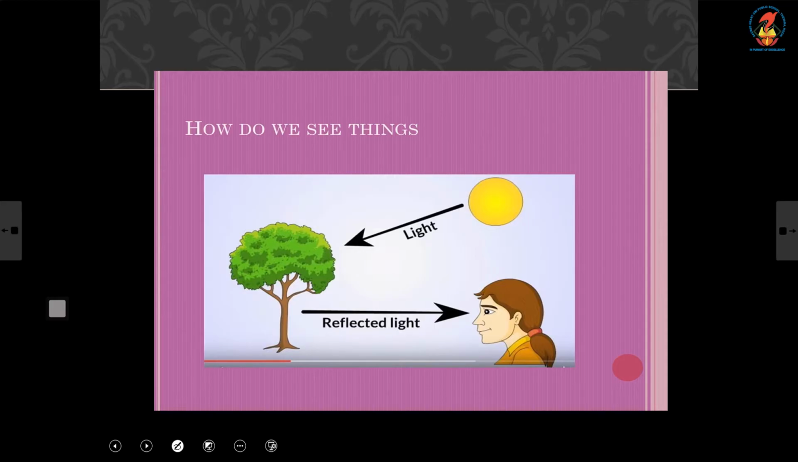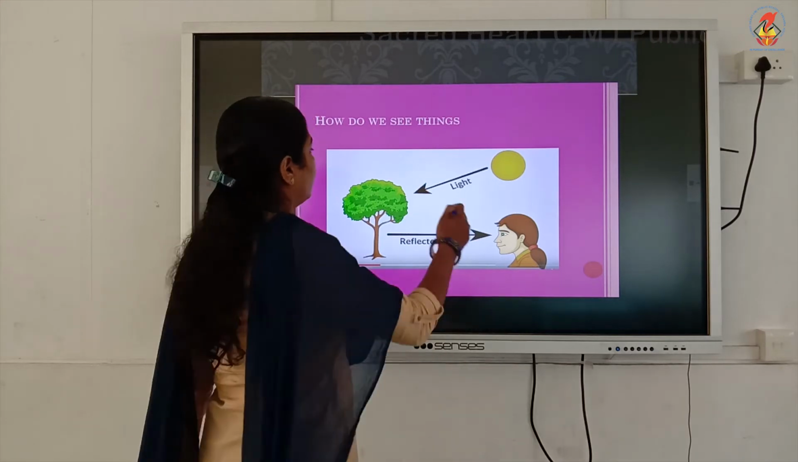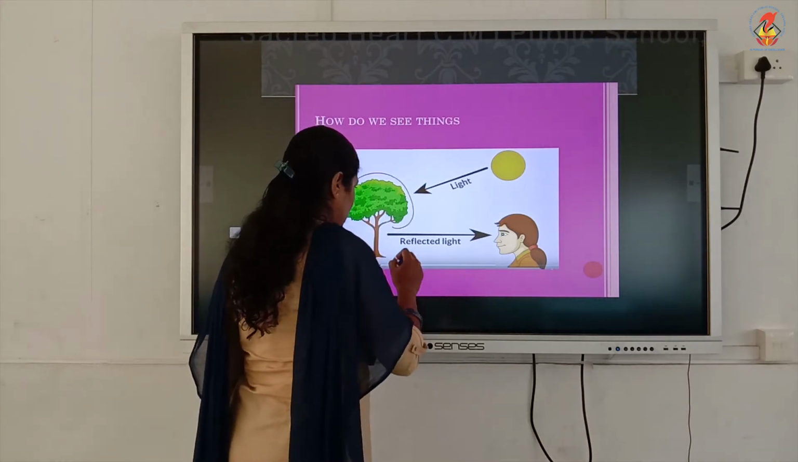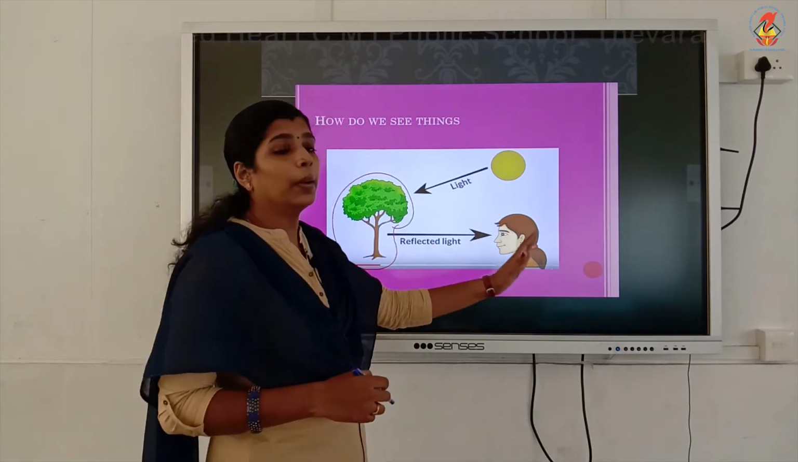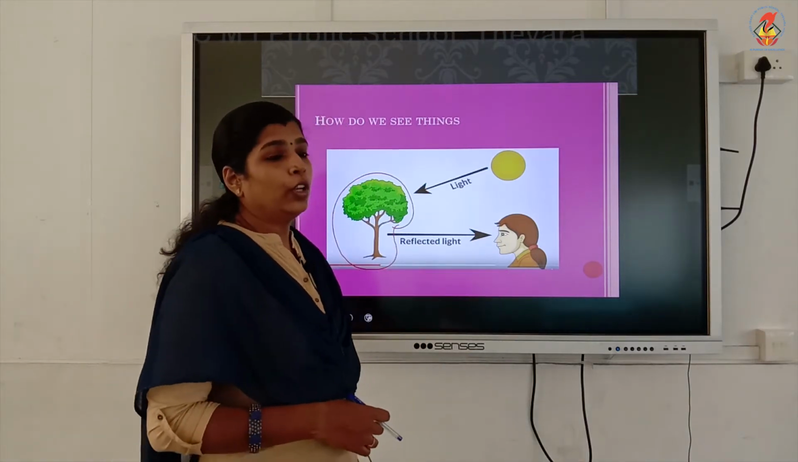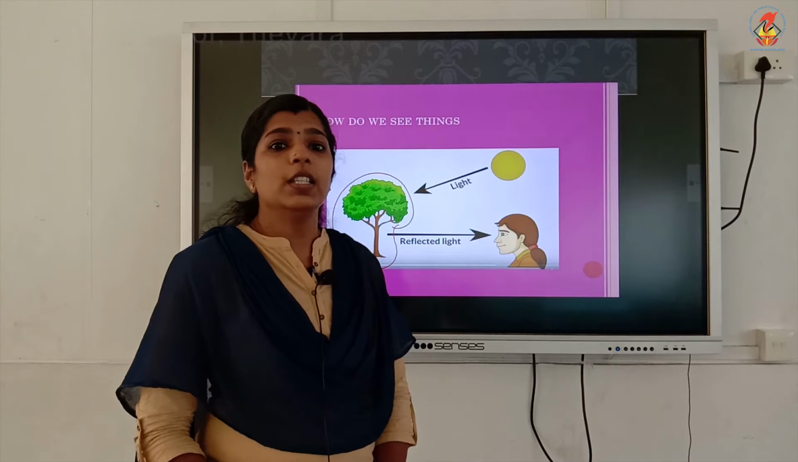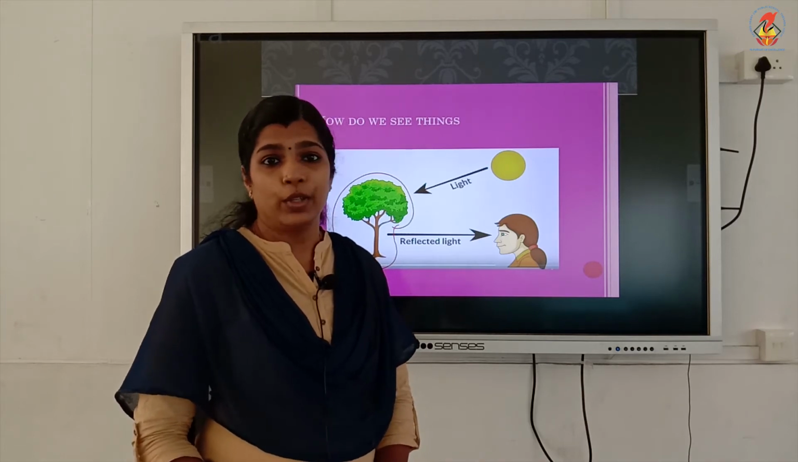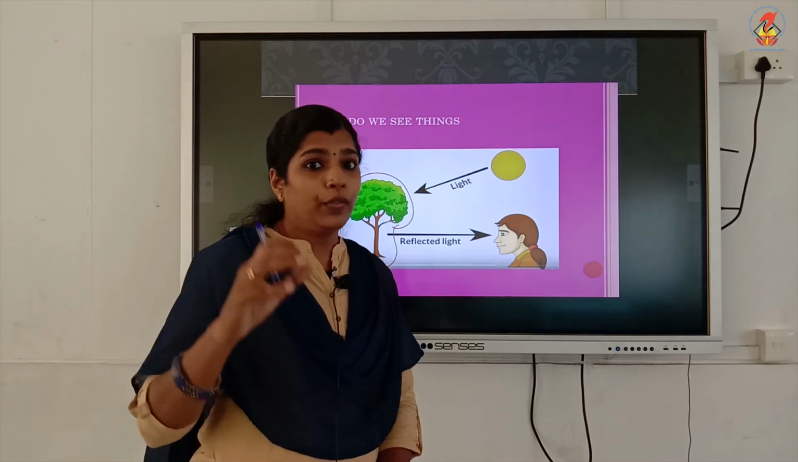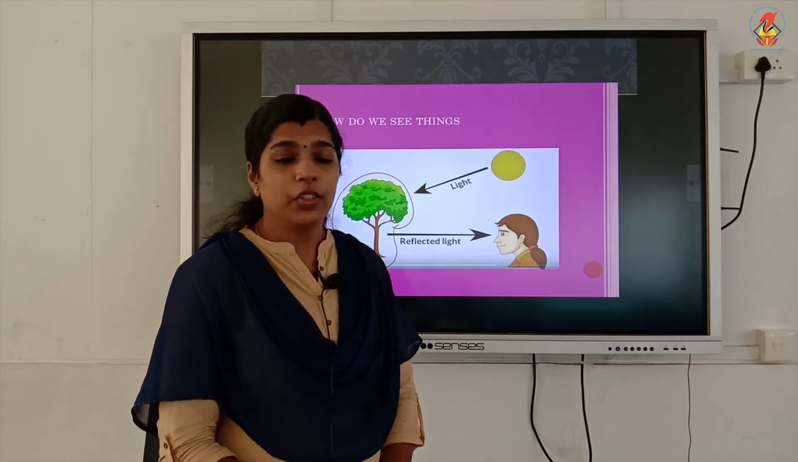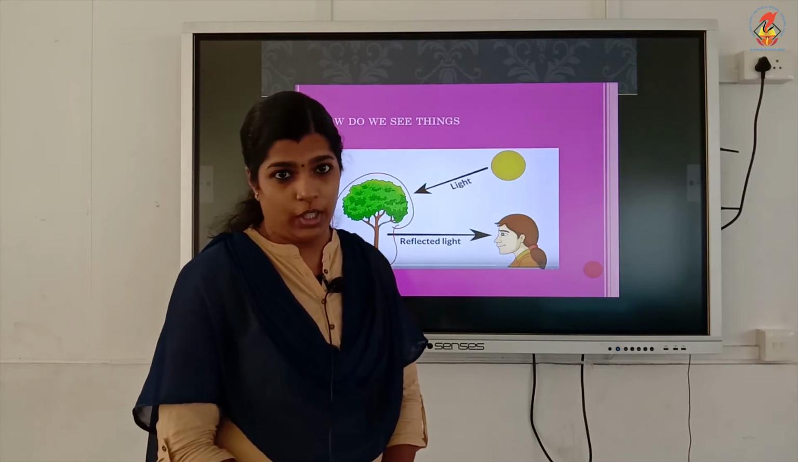Then how do we see things? So here, the sun is a luminous object. It will produce its own light, or it will emit its own light. So that light falls on this object, that is a tree, and it will get reflected back. Some of the light falling on the tree will be reflected back, and if that reflected ray reaches our eyes, then we will be able to see that object.